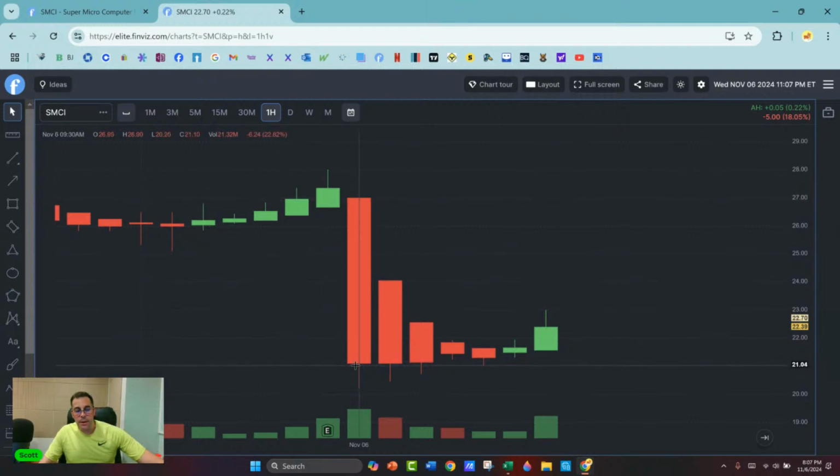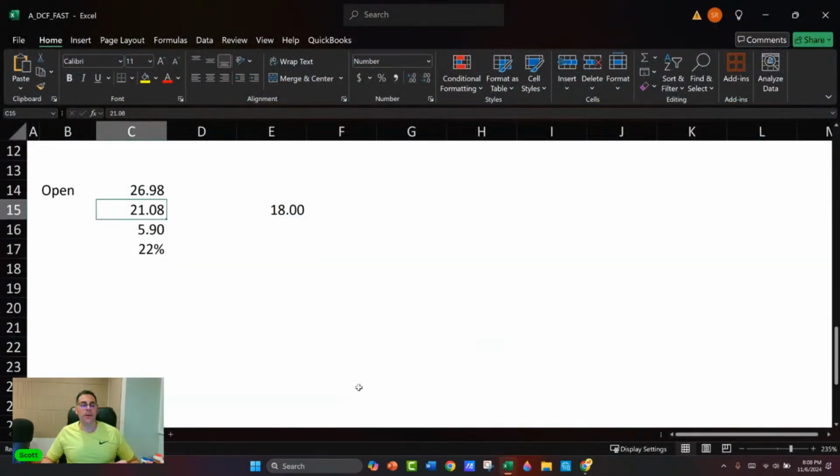So in the first hour, that's the low point, the wick of the candlestick. That's where it traded outside the open and close. So it opened at 27. It closed the hour at 21, but it did get to as low as 20.26. So that was the intraday low, 20.26. So you couldn't have gotten it.